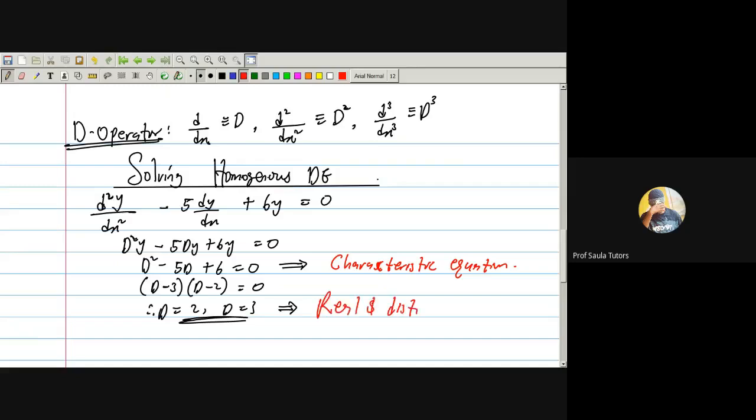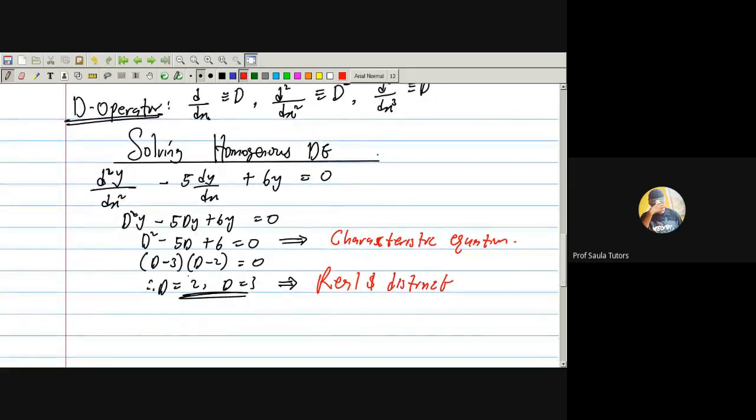What did I say? They are real and what? Real and distinct. Distinct means that they are different from each other. They are different roots and they are real numbers.